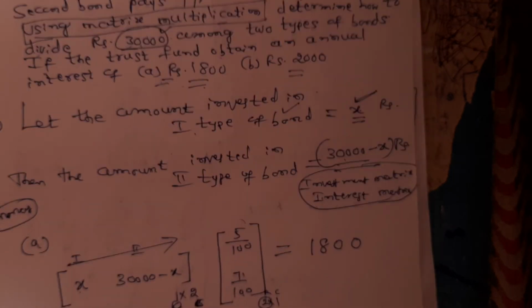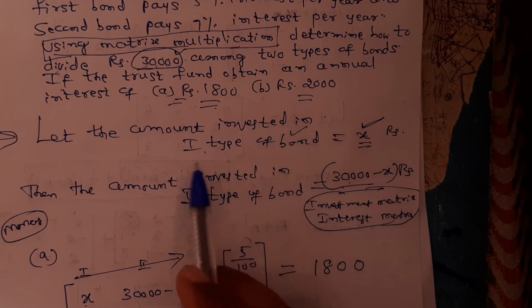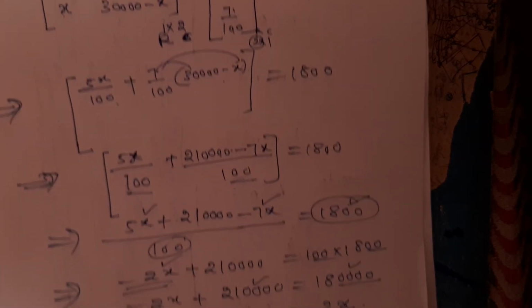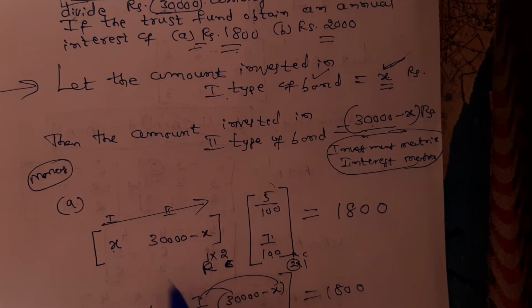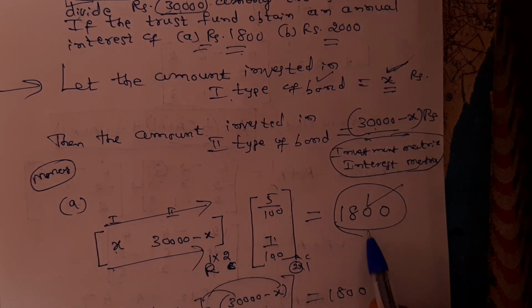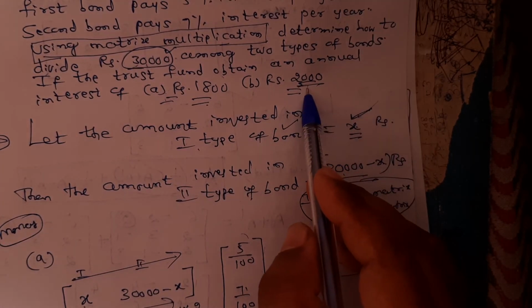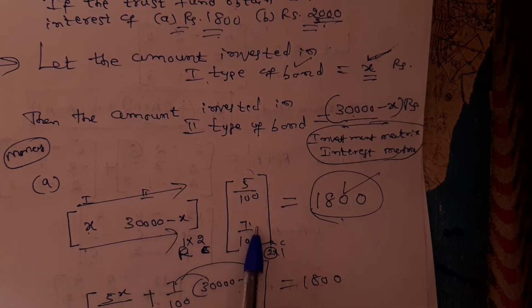So we have assumed that the amount invested in the first type of bond is x. The value of x I got is 15,000 rupees. Here we have written a row matrix and a column matrix, with annual interest of 1,800 rupees. Similarly you can consider the second case, where annual interest is 2,000 rupees. You write the same matrices and change this one. We will do that on the next page.